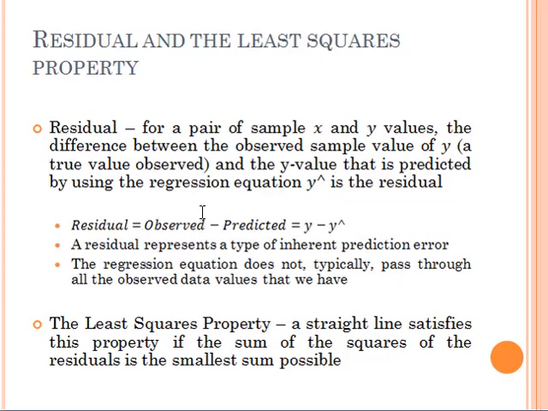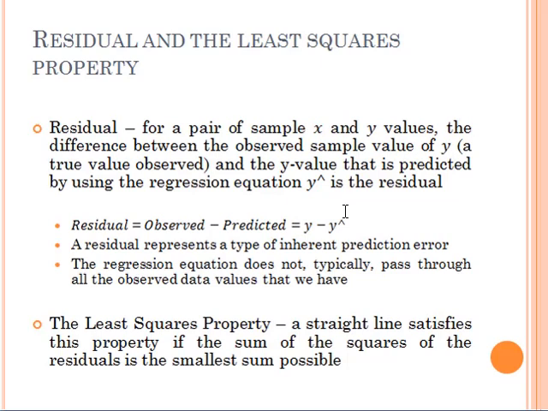So we have one value which is the actual or observed value, and we are representing it here with y, and then we have a predicted value, right? The prediction which we get from our regression line or regression equation, and we are representing it here with y hat. If we take the difference between the observed value and the predicted value, this difference will give us the residual value. So a residual represents a type of inherent prediction error. This subtraction will give us how much error is present in our prediction. So it is basically a prediction error.